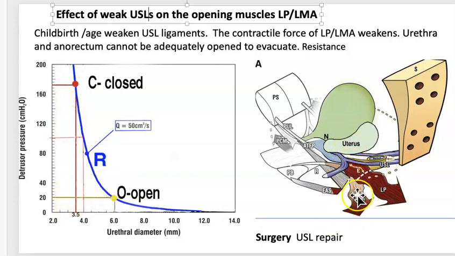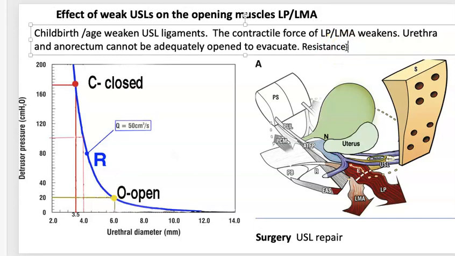But if you can open it externally, for instance here, with the bladder, if you can open it to 6 millimeters, you only need 20 centimeters of water. If you can't open it, you need 180. And it's the same with the rectum. So very briefly, it's all to do with the exponential nature of the resistance, inversely to the 4th power of the radius.